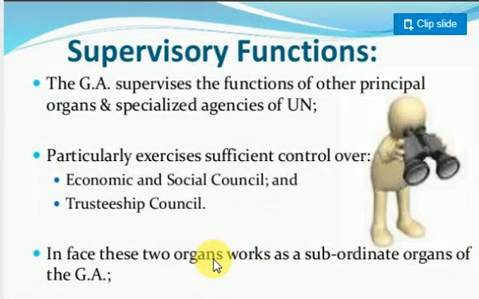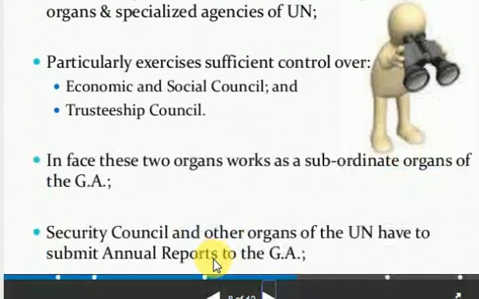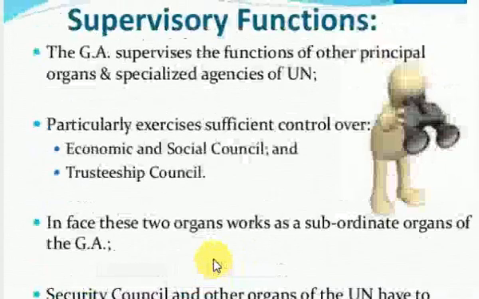It supervises these different departments. The General Assembly supervises the functions of other principal organs and specialized agencies of the UN. In particular, it exercises sufficient control over the Economic and Social Council and the Trusteeship Council. In this way, these two organs work as subordinate organs of the General Assembly. The Security Council and other organs of the United Nations have to submit an annual report to the General Assembly. So that is the power of the General Assembly.